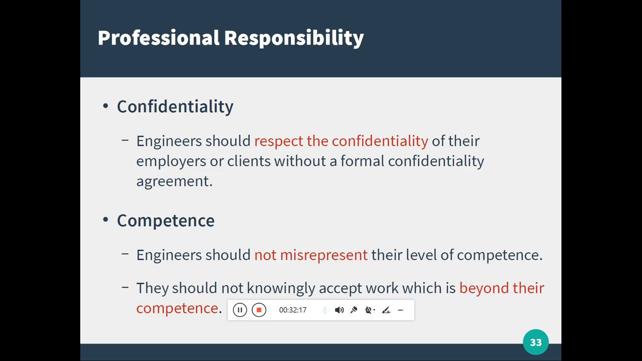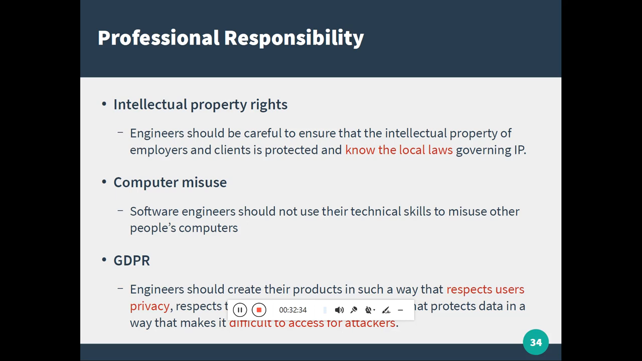Regarding competence, the software engineer should not misrepresent their level of competence. They should not accept work that is beyond their capabilities. Sometimes I should know that there is something I cannot do and something I can do, okay? Additionally, we have intellectual property rights, where we need to know the local laws governing intellectual property, and computer misuse, which means the software engineer must not hack other people's computers.